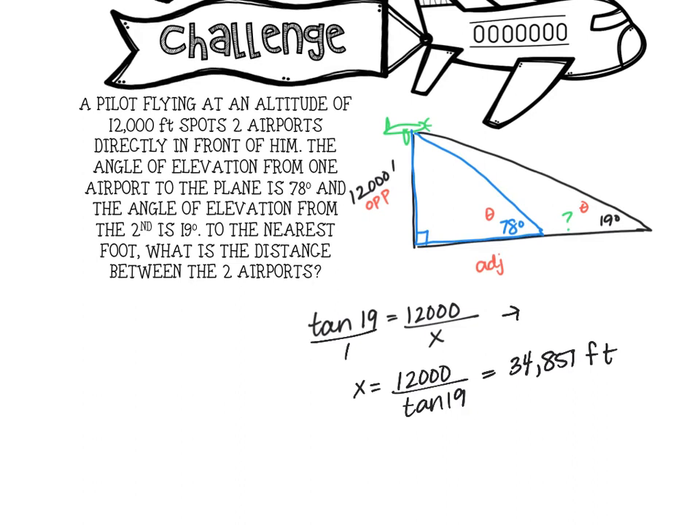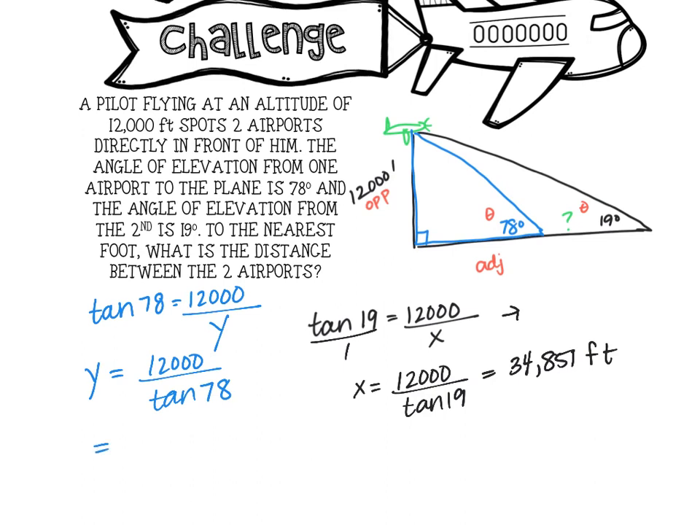All right, so now let's do our blue one. So tangent of 78 is equal to 12,000 over, I'm just going to go ahead and make that a Y. It's an ugly Y, sorry about that. And so using the same idea of cross products, I have Y equals 12,000 over tangent of 78. And so that gives me about 2,551 feet.